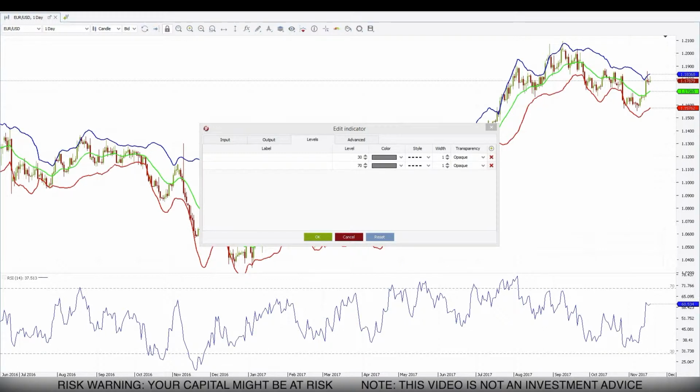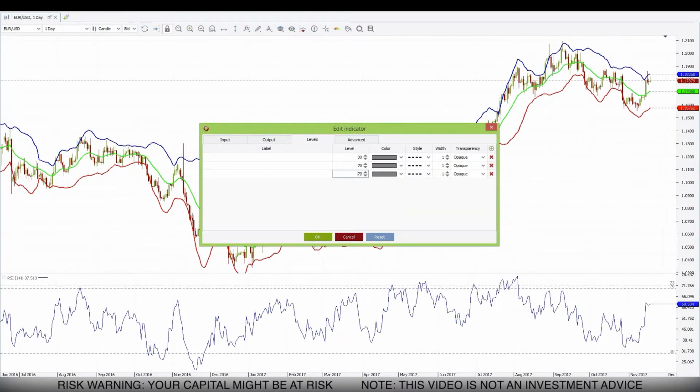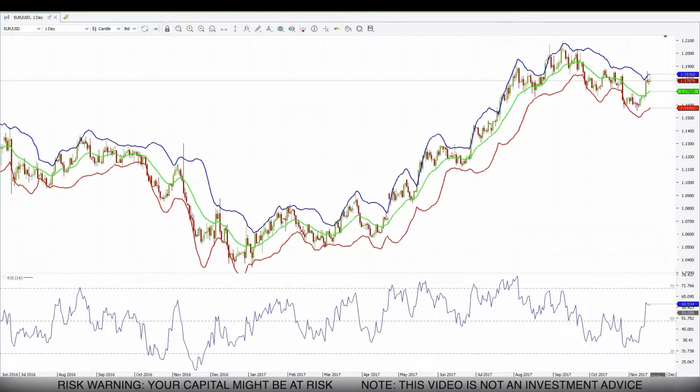So we explained the 30 and the 70 and we want to add a new level, and the level would be the 50. This is quite easy to add. Either you go like this or simply put it 50. And it represents the middle point where price moves.